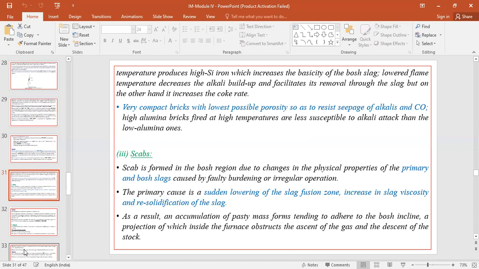And as I already said, the refractory bricks we are using should have a high bulk density and should be very compact, so that these vapors will not accumulate and stick to the walls of the refractory bricks. As I said, the scabs are formed at the lower part of the blast furnace.